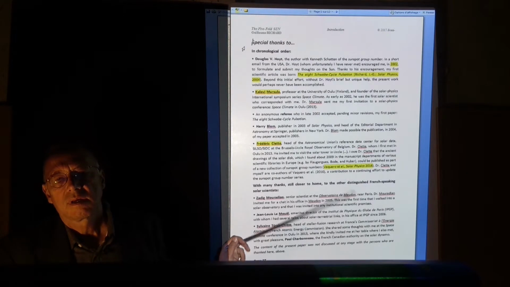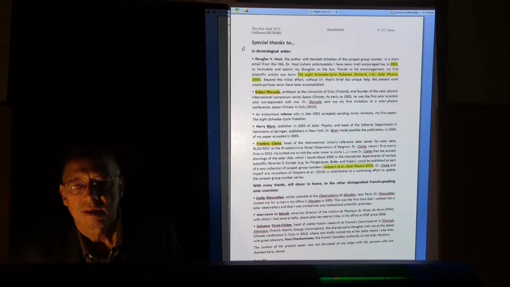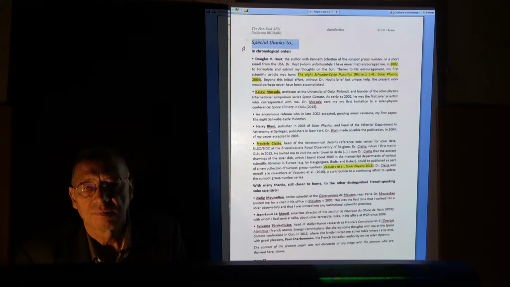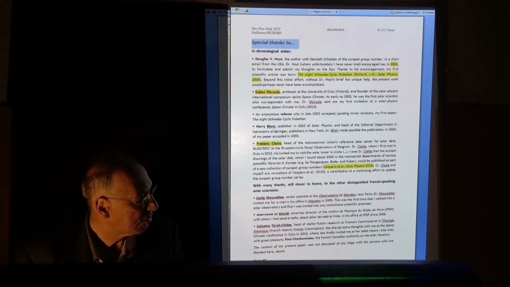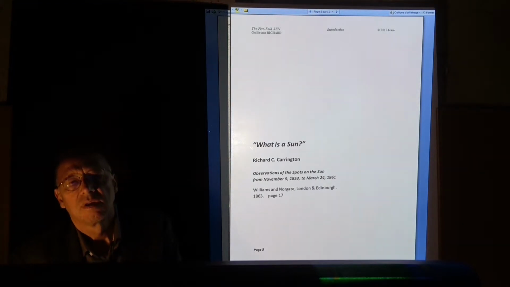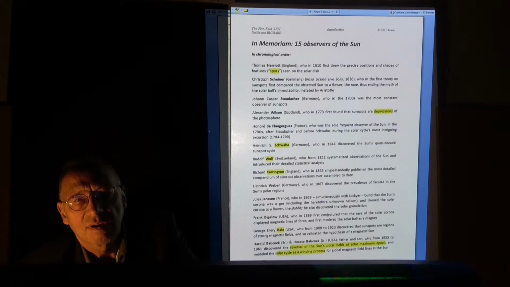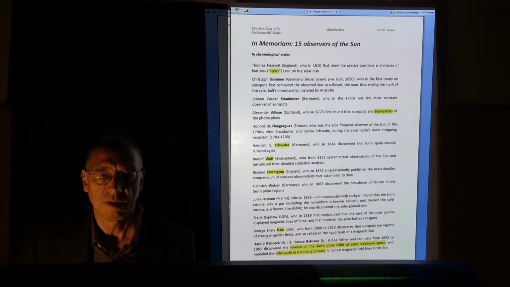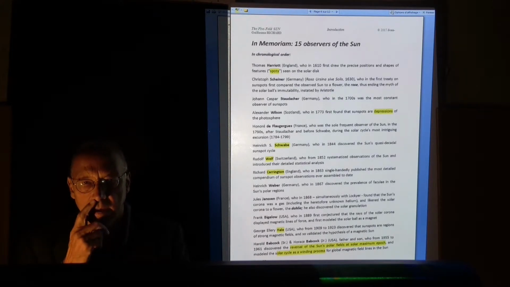I also thank a number of French-speaking solar scientists because French is my own mother tongue. I also wanted, in the introduction to this work, to thank a number of observers of the Sun who in earlier times contributed to the basics of our knowledge of this star.